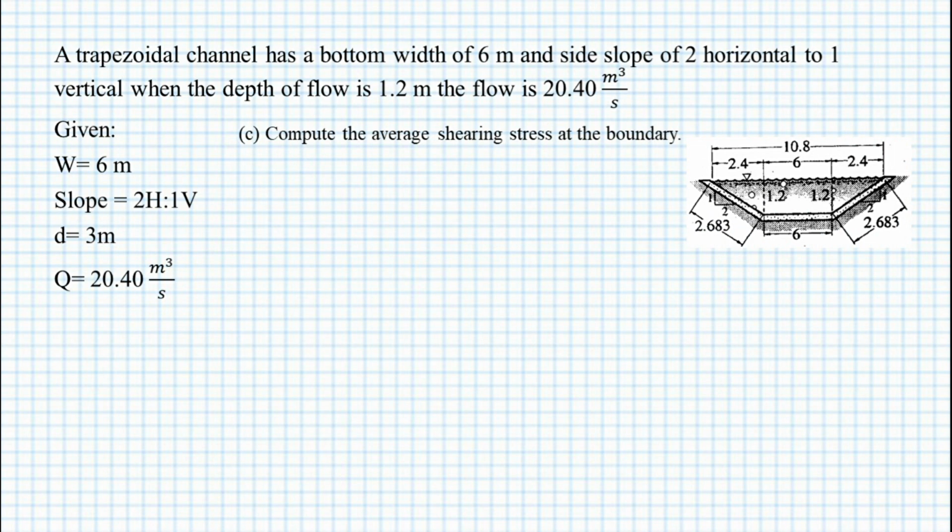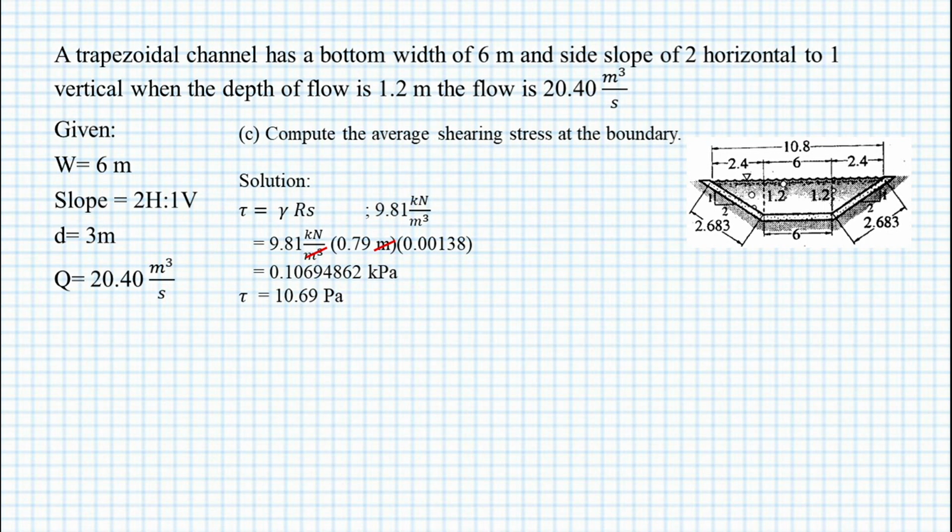Lastly, we are going to compute the average shearing stress at the boundary. We use the formula shear stress equals the unit weight of water multiplied to hydraulic radius and the slope. Plug in the values, we have 9.81 kN per cubic meter multiplied to 0.79 meter multiplied to 0.00138 is equals to 0.10694862 kilopascals or 10.69 pascals. So the value of our average shearing stress is equals to 10.69 pascals.